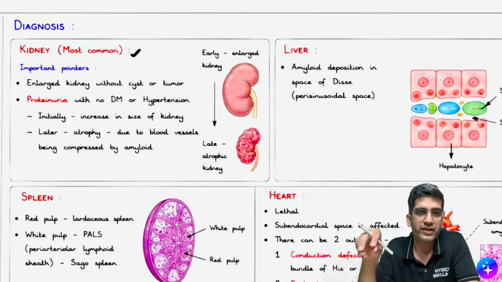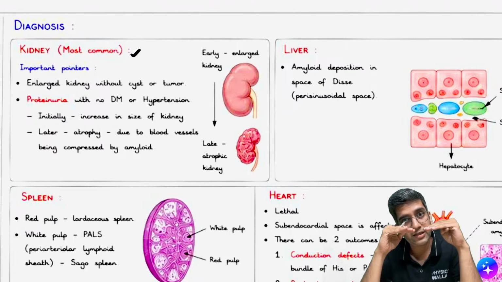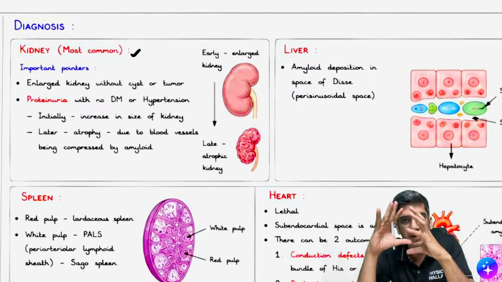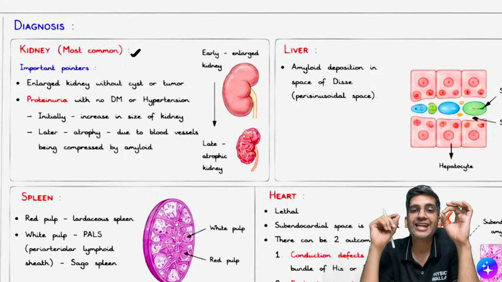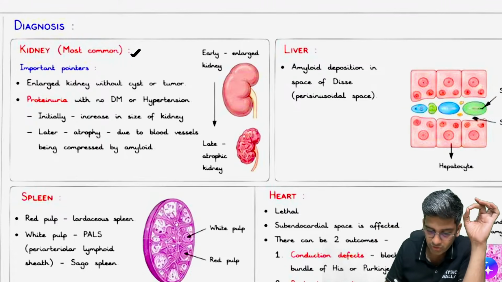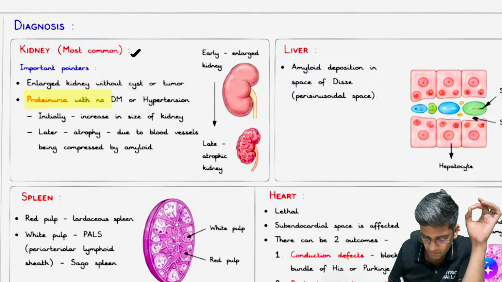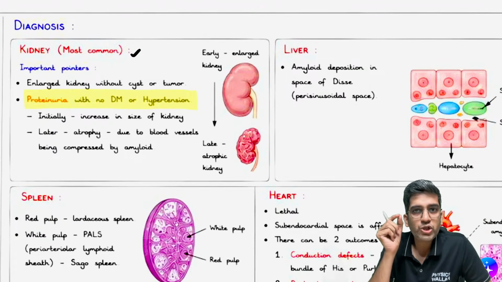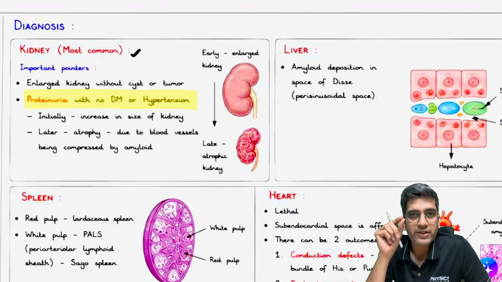Obviously getting deposit, right? For many years, it will be normal size. When it becomes big, more and more deposition, I'll have an enlarged kidney. This is a clue here. This is for real life, maybe not for an MCQ. Proteinuria, non-diabetic, non-hypertensive, enlarged kidney, think of amyloid.